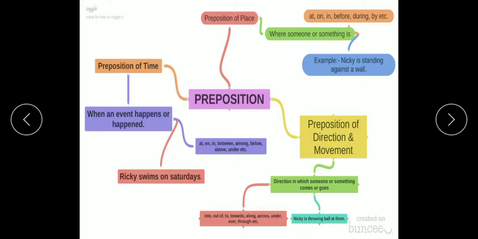I hope this map helped you to understand the classifications of preposition. These three main classifications are there. Preposition: number 1, preposition of place; number 2, preposition of time; number 3, preposition of direction and movement. And then it has been described how it works with examples and with prepositions which can be used as these.